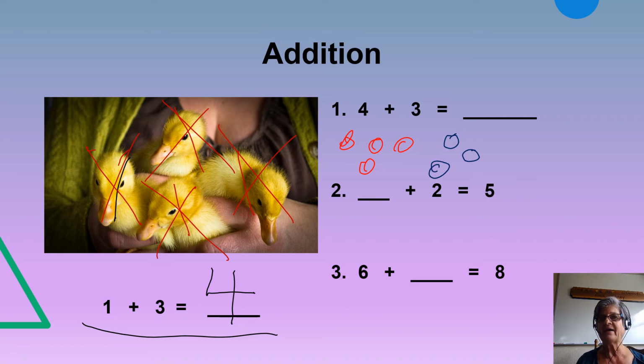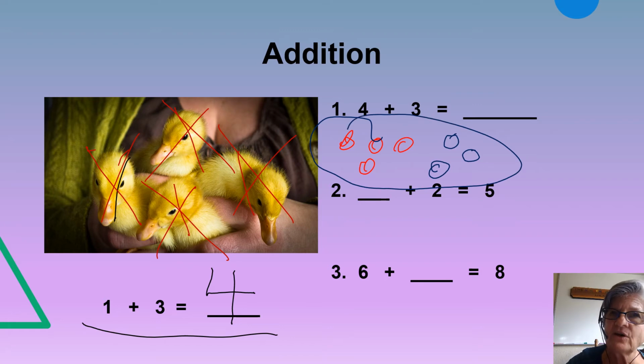Now, I have to count them all to see how many circles I have in all. 4 plus 3 equals what? So I need to count them all. Let's begin. I will cross them out as we count. 1, 2, 3, 4, 5, 6, 7. The answer is 7, so I'm going to make a 7 on the line.